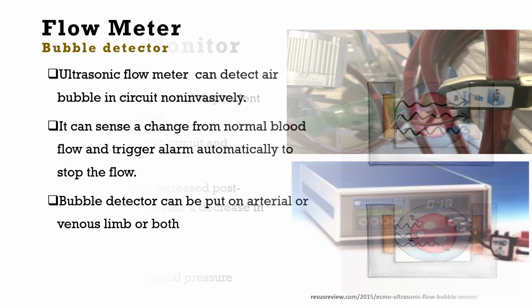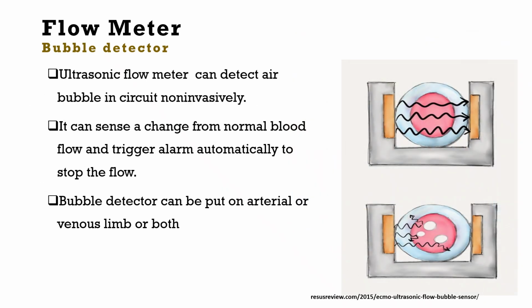An important part of the flow meter is the bubble detector. Ultrasonic can detect bubbles in the circuit. If there is no air, the current will go from one direction to the other. In case it senses a change from normal blood flow, it triggers the alarm and automatically stops the flow. Here there is air, so the alarm is triggered and the flow is stopped. The bubble detector can be put on the arterial or venous line or both of them.